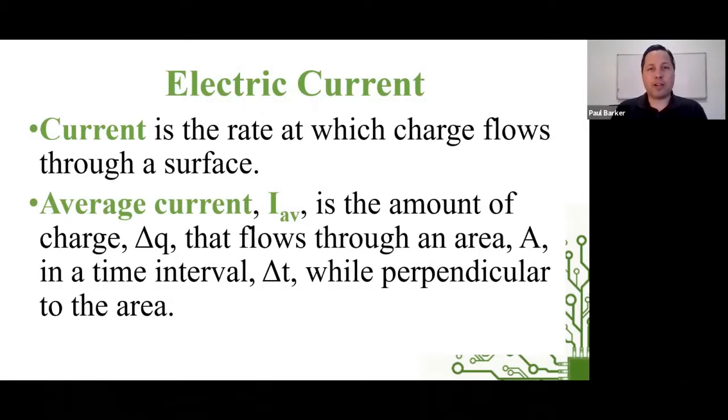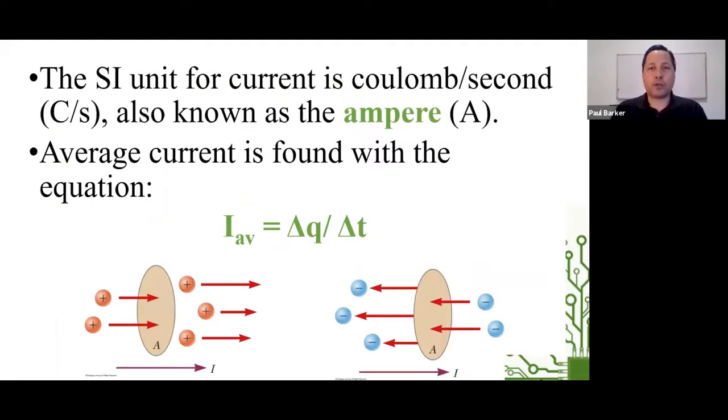Let's begin our lesson on electric current. What exactly is a current? The current is the rate at which charge flows through a surface. The average current is the amount of charge, denoted by the symbol delta Q, that flows through the area, whose symbol is A, in a time interval, delta T, while perpendicular to that area. The SI unit for the current is coulombs per second. That is also known as the ampere, whose symbol is A.